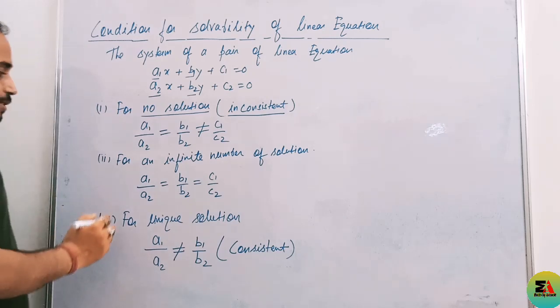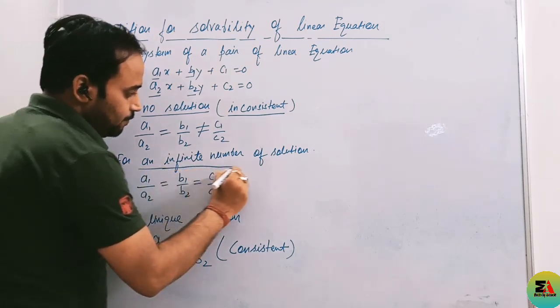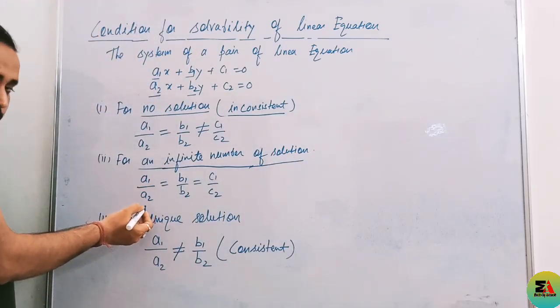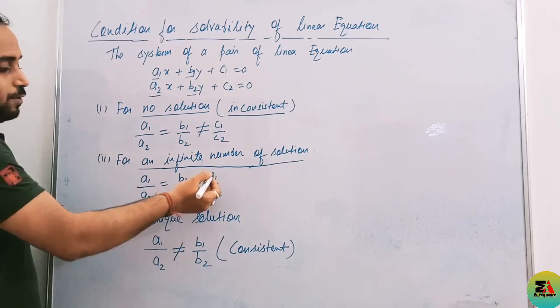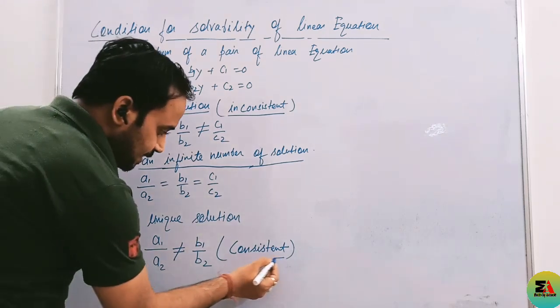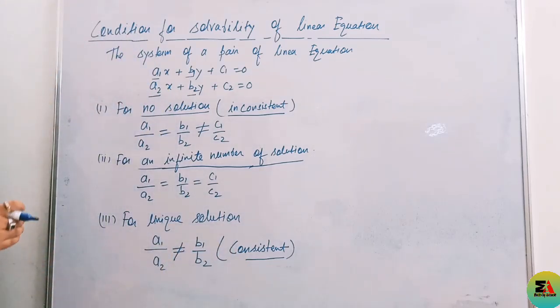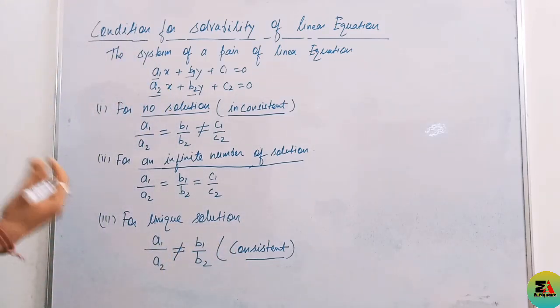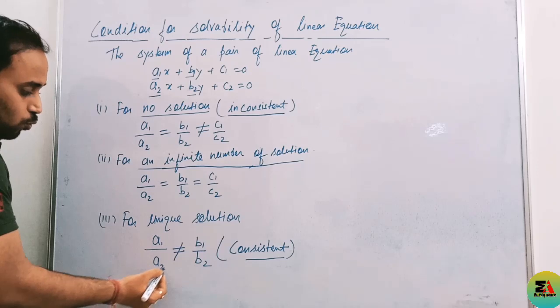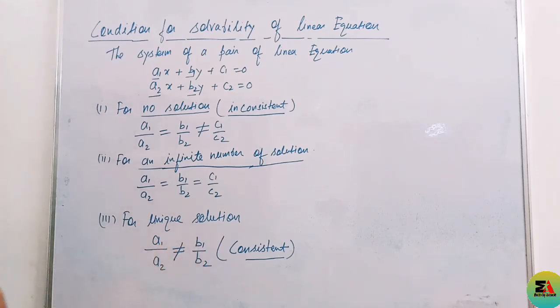Clear? Now the second one is when the system has infinitely many solutions. Then a1/a2 = b1/b2 = c1/c2. These are the conditions for infinitely many solutions. And the third one is for a unique solution. It is also known as consistent solution. It means it provides some values of the variables of the given equations. The condition is a1/a2 is not equal to b1/b2. These are the main three conditions for solvability of linear equations.